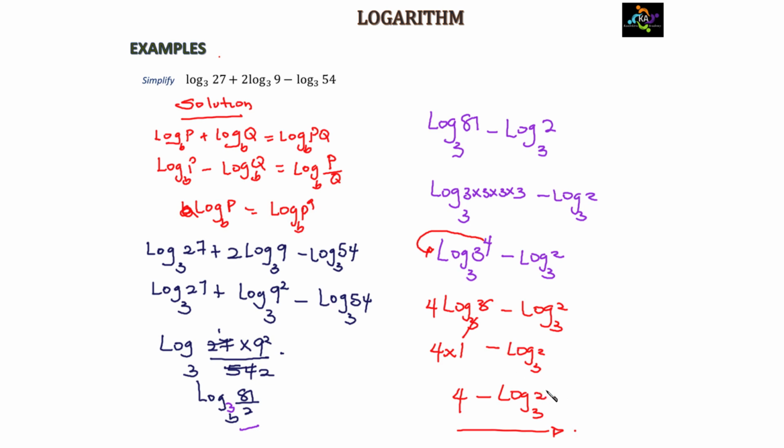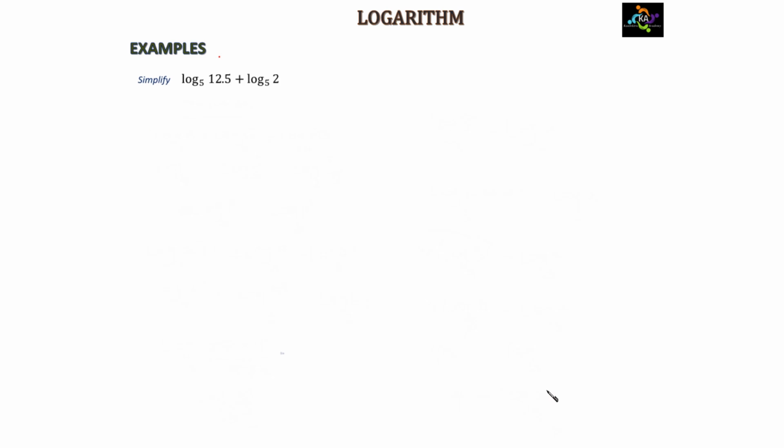Let me solve another example. This is another example. Simplify log 12.5 base 5 plus log 2 base 5. Now solution to this: from the laws of logarithm, I already told you log p base b plus log q base b will give us log pq base b. Now from that you can easily just solve this straight away.